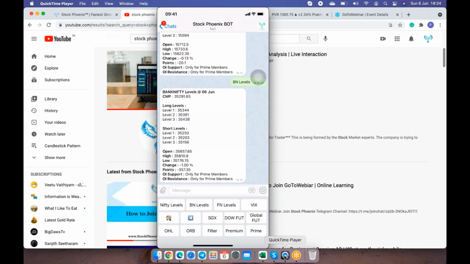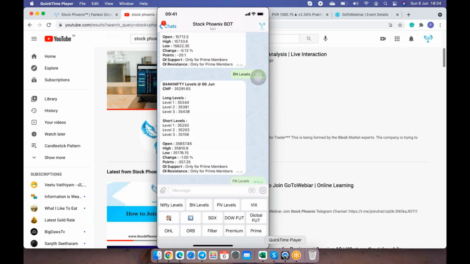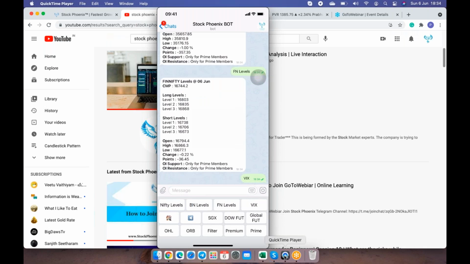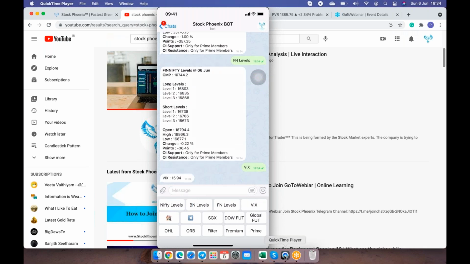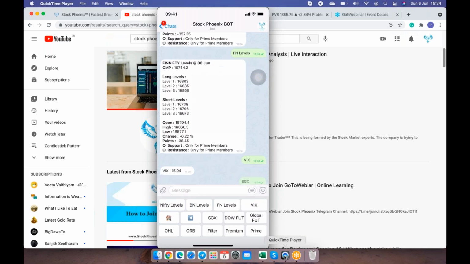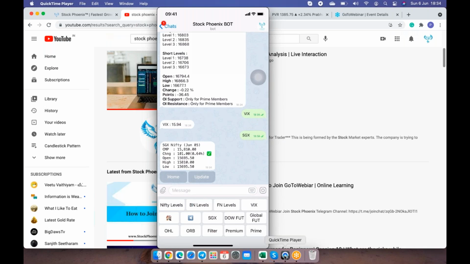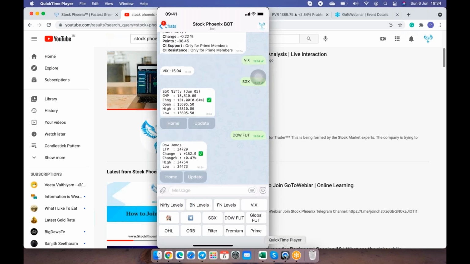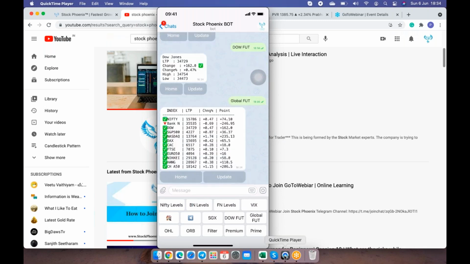Then of course you can always check Fin Nifty levels also and VIX data, which will come automatically. You can also check the SGX values live in the market. You can also get the Dow Jones futures and the global futures information quickly on the bot. As of now, if you could see, almost all the global markets are trading on a green note.